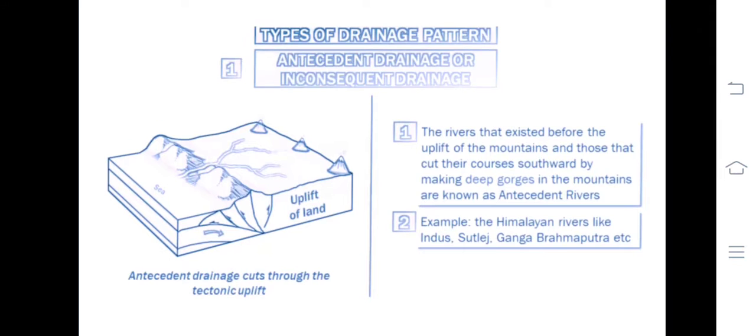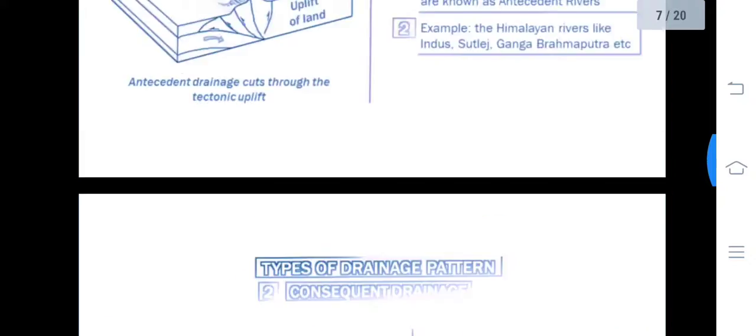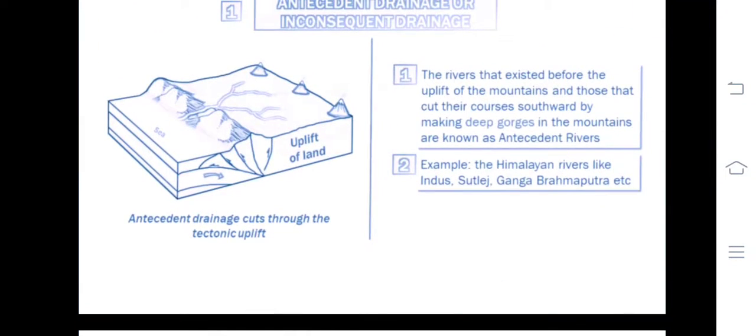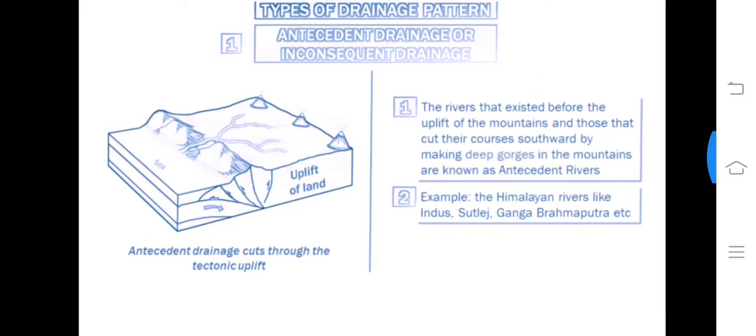Yes, let's see the first. So you have a beautiful diagram. Yes, there is your, let's say, antecedent drainage cuts through the tectonic. Okay, the river that existed before the uplift of the mountains. There was no upliftment of any mountains at that time, but the river was pre-existent. The river was formed before the mountain system.